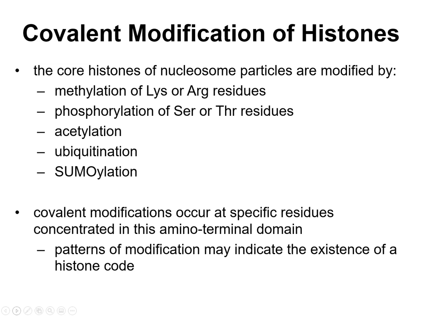Finally, you can have covalent modification of histones. So the core histones are modified by methylation of lysine or arginine residues. Phosphorylation is also a big one. Acetylation, ubiquitination, sumoylation, which SUMO is essentially like a smaller ubiquitin. And all of these sites are located on that wiggly wobbly N-terminal domain.